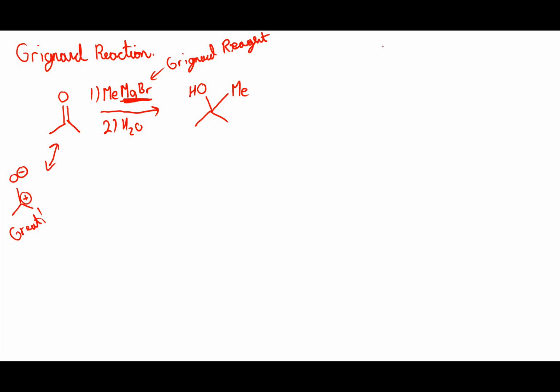Now, this methyl magnesium bromide thing, what does that actually look like? Well, you got a methyl group, CH3, making a bond to magnesium, which is making a bond to bromine. And this is magnesium 2+, for those of you who like counting this at home.